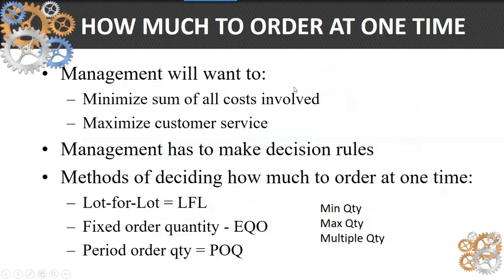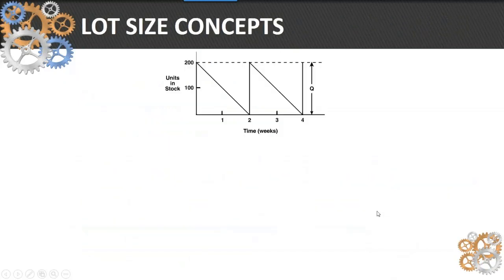So the next question would be, how much do we order? Well, management, or us as planners, or the system, will want to minimize the sum of all costs involved. We want to keep those costs down, but yet maximize the customer service. So we as managers need to make some decision rules. The methods of deciding how much to order are basically lot for lot, the fixed order quantity, or what we call EOQ, period order quantity, and then we have some modifiers: min, max, and multiple quantities.